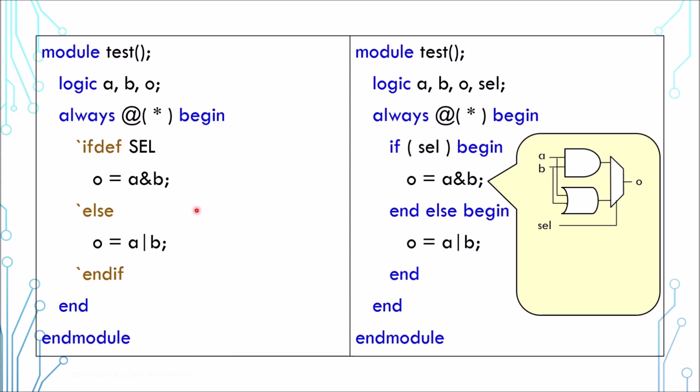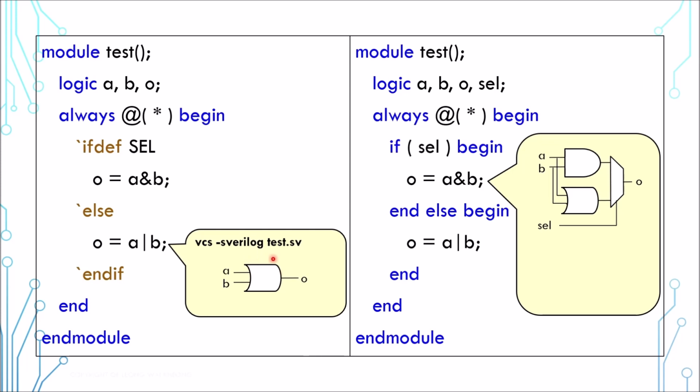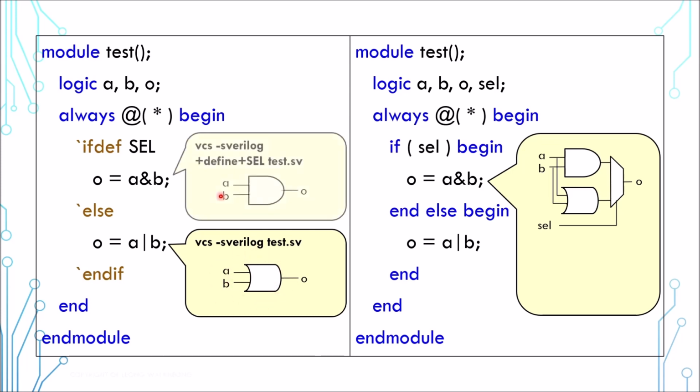Comparatively, in this module, only one of the logic gates can exist. If you compile it this way, there would be one OR gate. If you compile it this way with a plusdefine, there would be one AND gate. This system is runtime configurable, but it has more components, and the data path is longer, meaning propagation delay is longer.